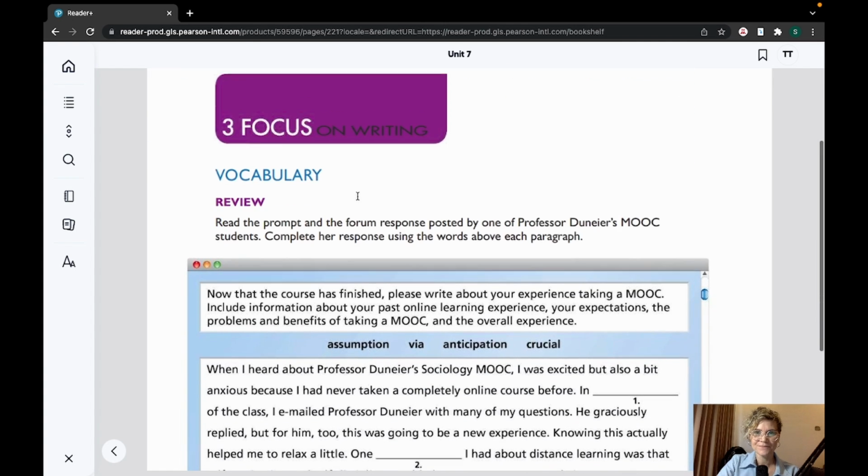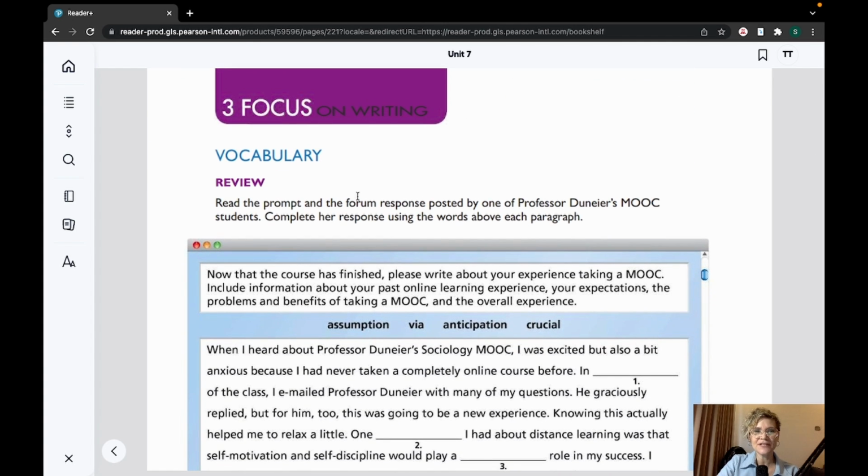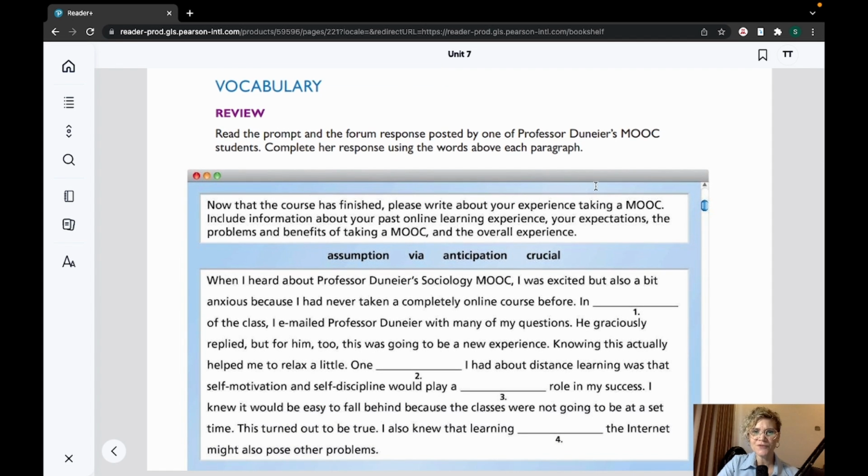Of course, the first thing we're going to do is review our vocabulary. That's the vocabulary we've used and learned throughout this unit. Read the prompt and the form response posted by one of Professor Dunier's MOOC students. Complete a response using the words above each paragraph.